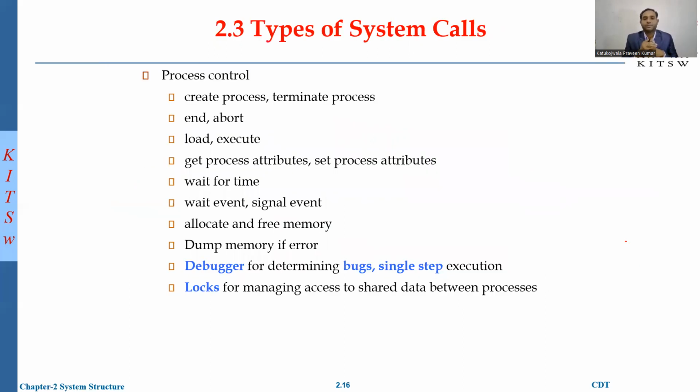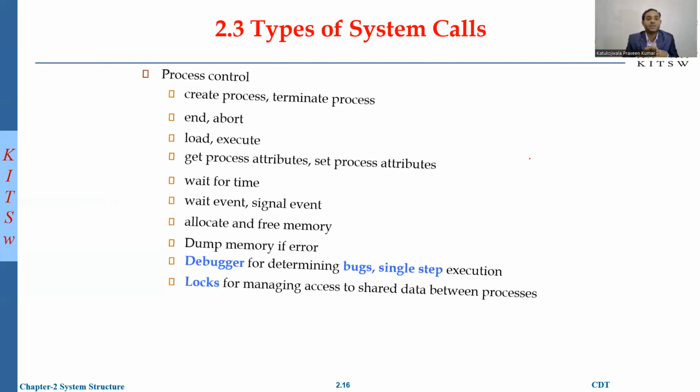The last one is types of system calls. Process control. In process control you will have different types: create process, terminate process, end, abort, load, execute, get process attributes, set process attributes, wait for time, debugger. These are all different types of system calls that come under process control.